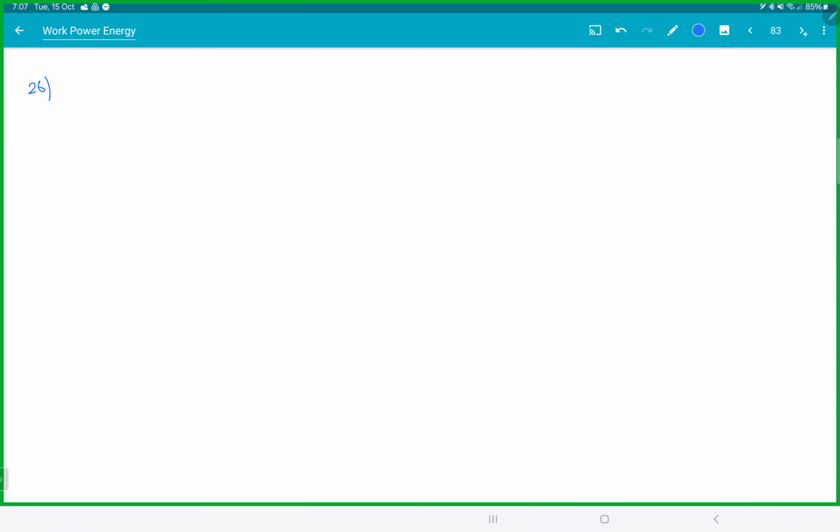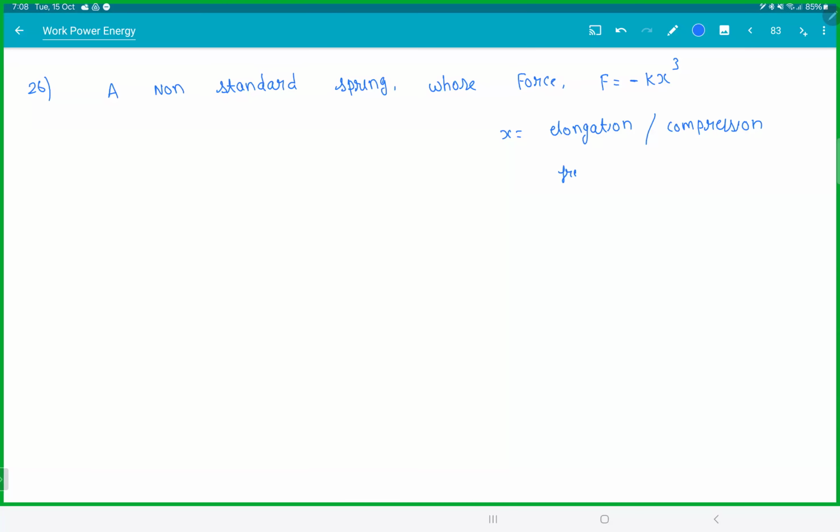We have a spring, an unconventional spring. We have a non-standard spring whose force F is given by minus kx cube. Normally force used to be kx, na? X is elongation or compression from natural length. K is the spring constant, normal.